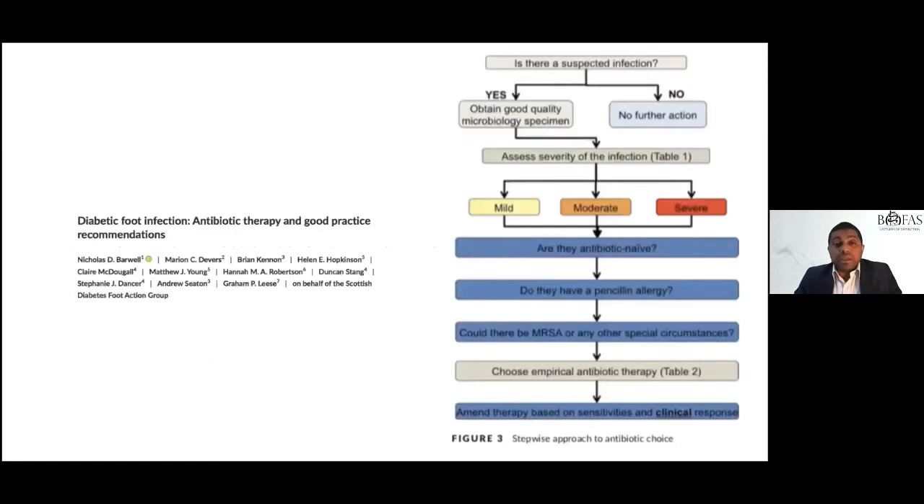Now, there are lots of good published protocols regarding how to choose an antibiotic and how to treat them. I'm not going to go into that. I would ask you to look into this and also look at your local guidelines in your selection of antibiotic and how long you give it for.